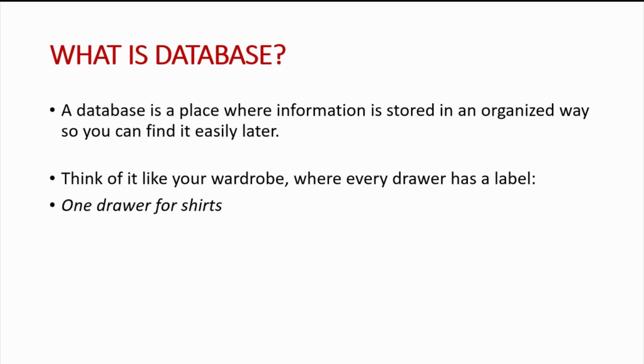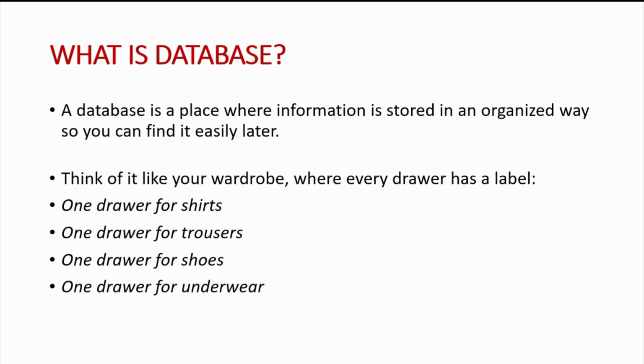So the first drawer, you say this one is for shirts. You label it for shirts, where you are going to keep only shirts. Then the next one for trousers, the next one for shoes, and the next one for underwear. So all these drawers, you've labeled them. You keep your shirts in the shirt drawer, trousers in the trouser drawer, shoes and underwear in each drawer. So the moment you want your shoe, you know exactly where you are going.